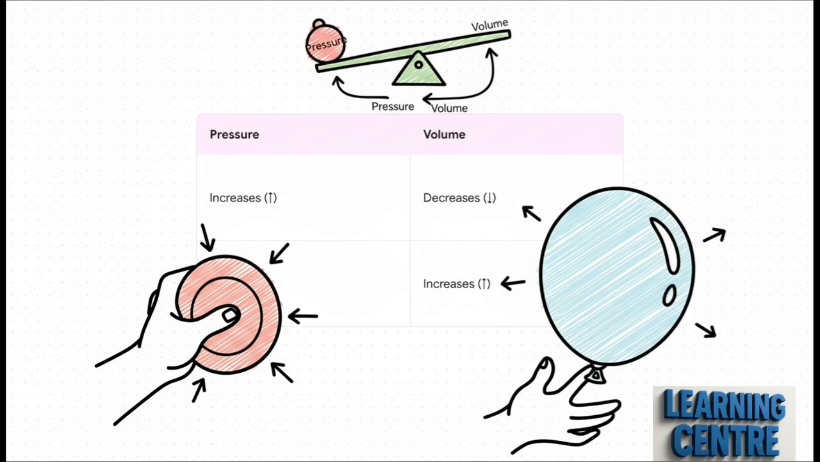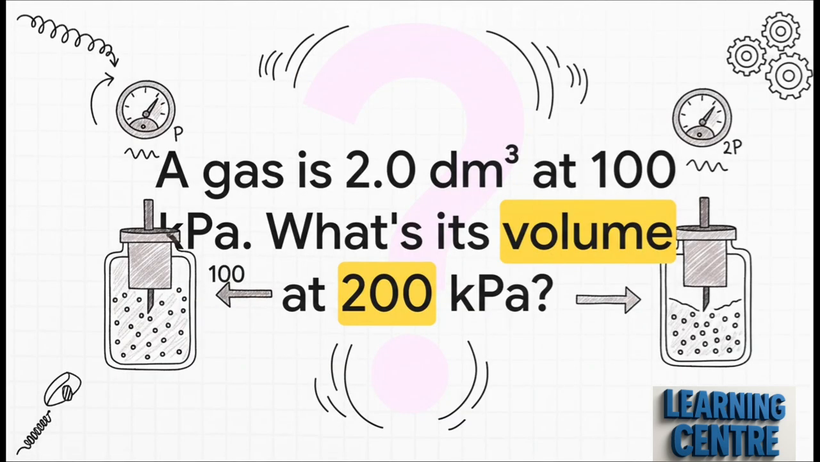The balloon example's perfect, right? You squeeze it, that's adding pressure, and the balloon shrinks. Simple as that. That's Boyle's law. All right, let's put this to the test. Let's say we have a gas that takes up 2 cubic decimeters of space, and it's under 100 kilopascals of pressure. So what happens to its volume if we double the pressure to 200 kilopascals? Just based on what we just said, what's your gut feeling?